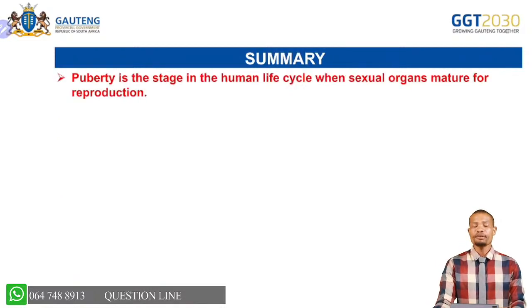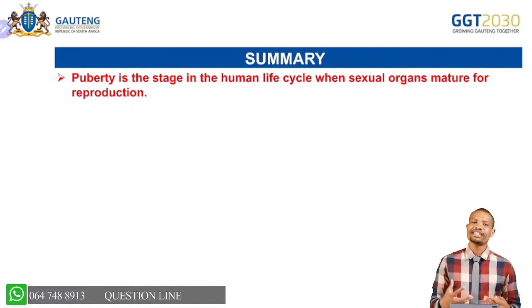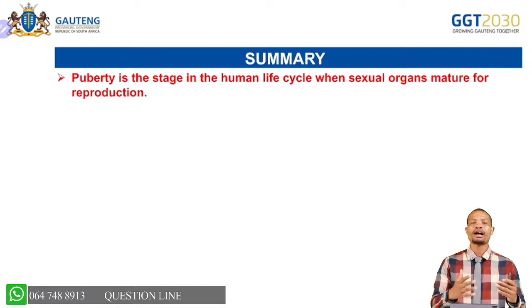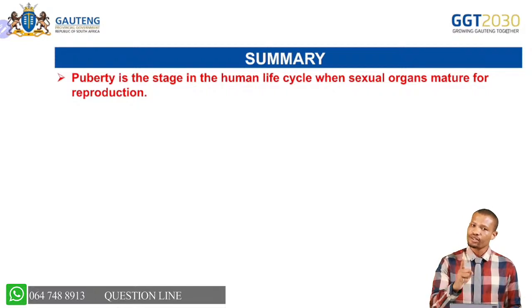Right. And we said that puberty is the stage in the human life cycle when sexual organs mature for reproduction. So during puberty, the body is preparing itself for reproduction. All the changes that are occurring during puberty are in preparation for reproduction. But that doesn't mean that you should go around making babies. I can't emphasize that enough. Babies are expensive. You need to focus in school and do well and leave the making of babies to your parents and older people.